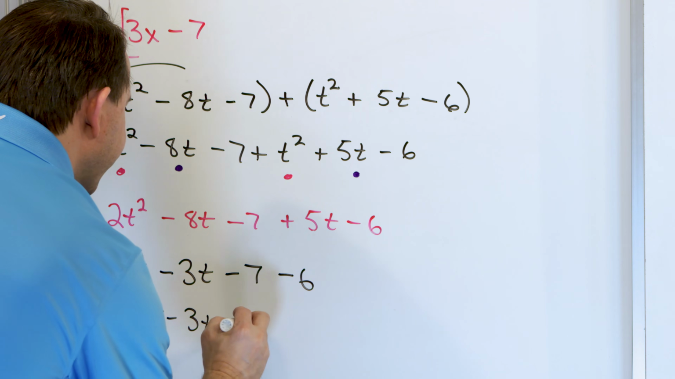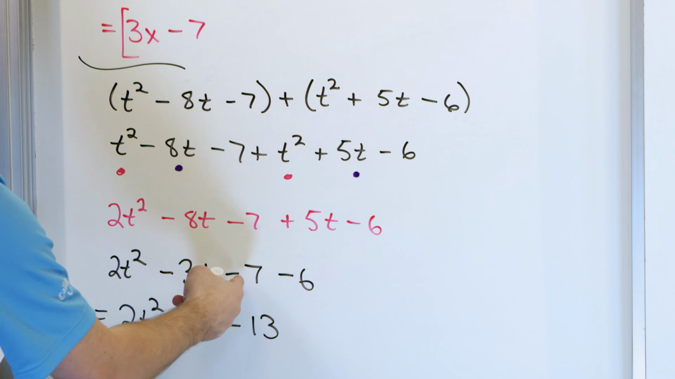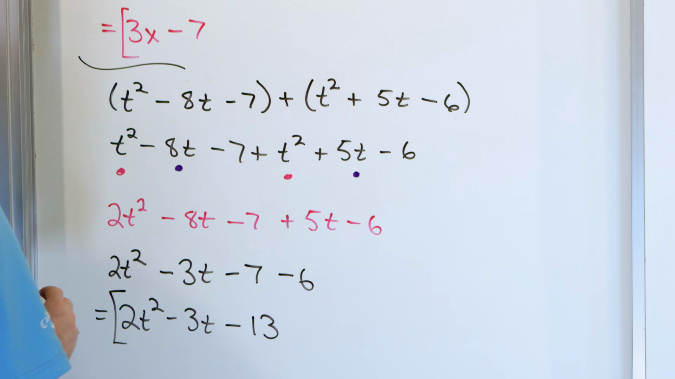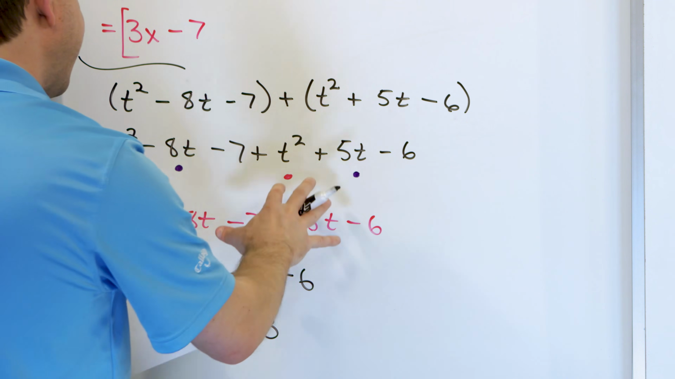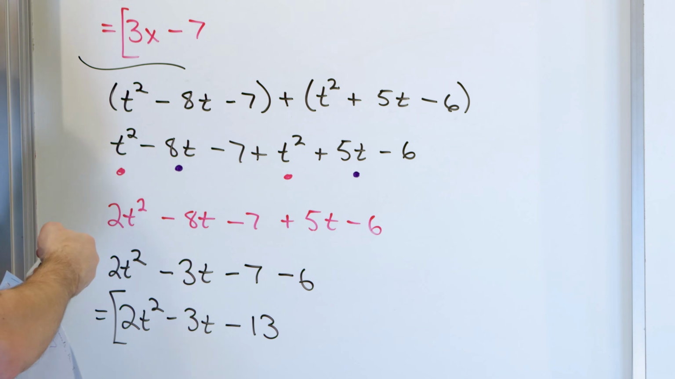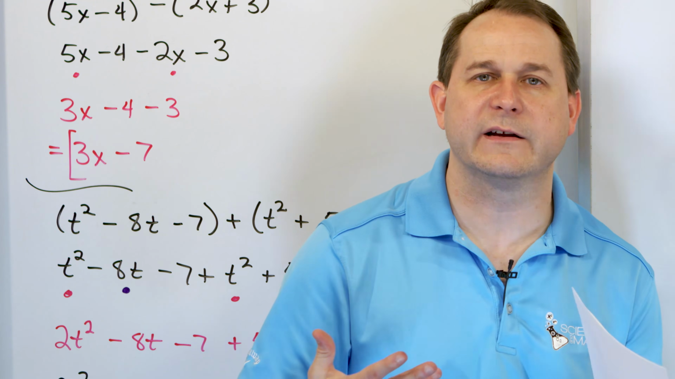It's going to give you negative 13, because 7 plus 6 is 13, and you have the negatives there. So you have 2t squared minus 3t minus 13. So again, I showed every step, just adding each term along the way. I'm not going to do that forever because eventually it's going to slow you down too much.